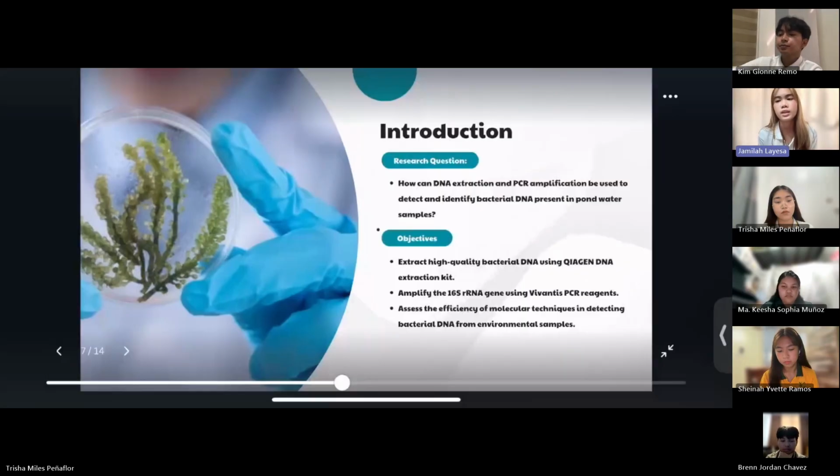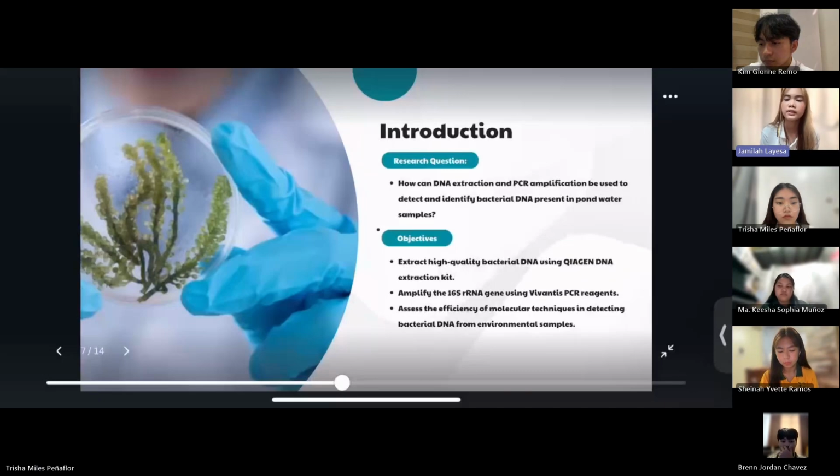Building on the previous studies we discussed, our research focuses on detecting bacterial DNA from pond water using molecular biology techniques. Specifically, our study aims to answer the question, how can DNA extraction and PCR amplification be used to detect and identify bacterial DNA present in pond water samples? To address this question, our first objective is to extract high-quality bacterial DNA from pond water using the QIAGEN DNA extraction kit. This step isolates and purifies the genetic material from bacteria collected in the samples.